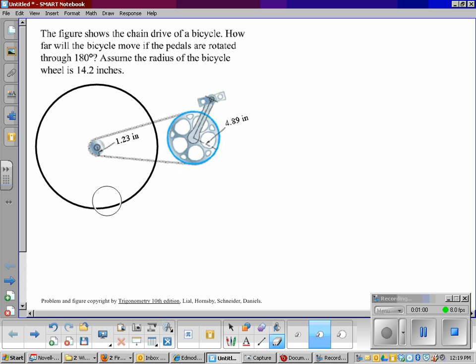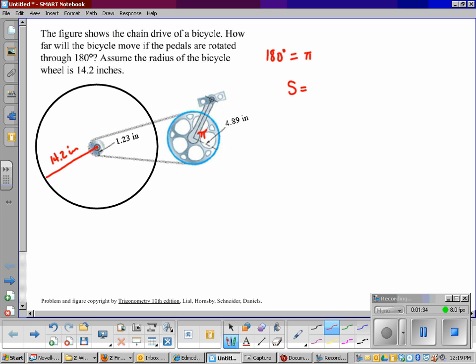Okay, now they do tell us that the radius of the wheel is 14.2 inches, and we're going to need that. But in order to find that arc length, we need the theta that this small gear turns through, and we don't have that. So we have to go to the large gear, and we're told that the pedals are rotated through 180 degrees. Our formulas use radians. 180 degrees is the same thing as pi, so we're going to use pi when we substitute in.